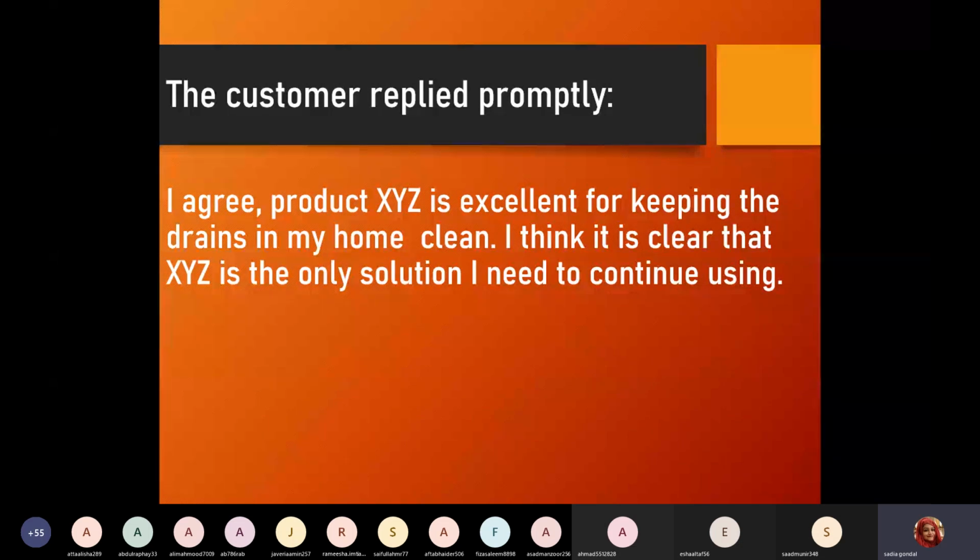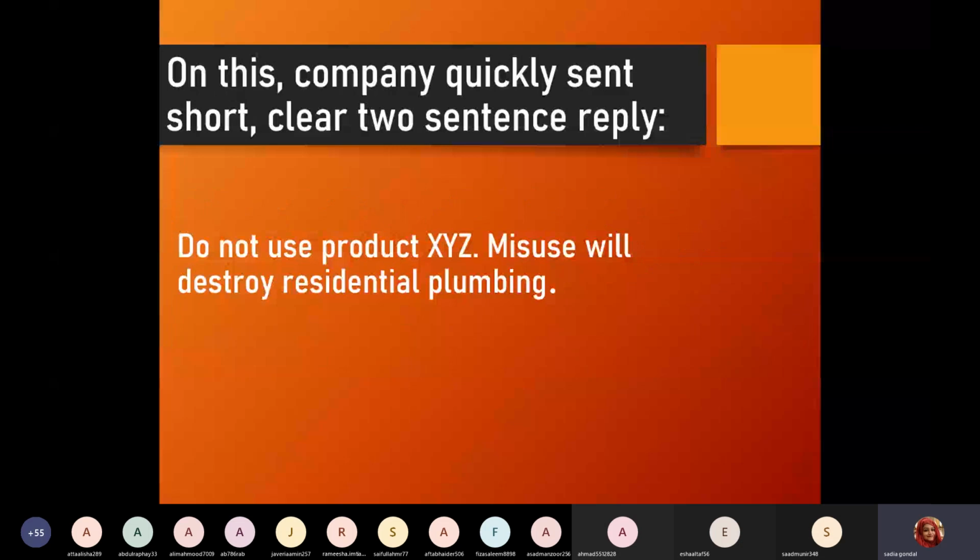And when the company received this response, they quickly responded back with two very simple sentences. They said, "Do not use product XYZ. Misuse will destroy residential plumbing." These two clear and very exact sentences would have been more helpful if they had been generated earlier.